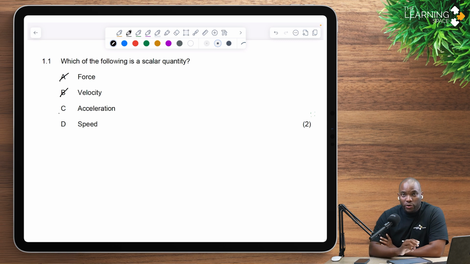Acceleration can be a vector or a scalar, but in this case, they want us to give a definite answer. So acceleration will not be one of the answers because acceleration can also be a scalar, which leaves us the one answer, which is speed. Speed is essentially going to be our scalar quantity.